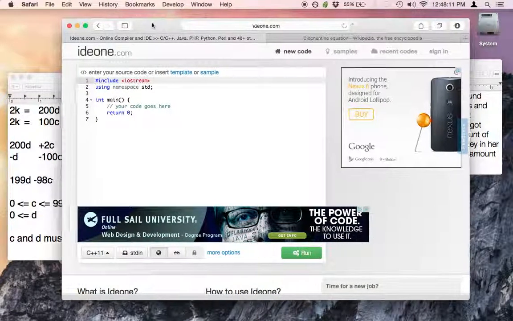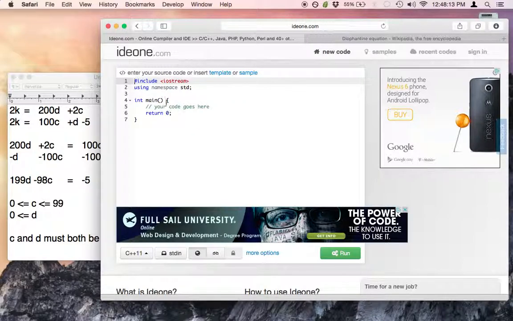And this website right here is a website where we can type in code and then run it, so you don't need to install anything on your computer. I'm using the language C++ because I'm familiar with it, and it's a strongly typed language, so we can definitely restrict things to integers and so forth. So let's take a look at this problem. First thing we're going to do is define some integers. We're going to define C and D.